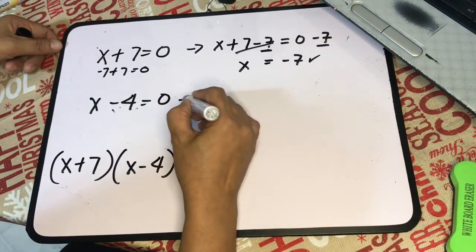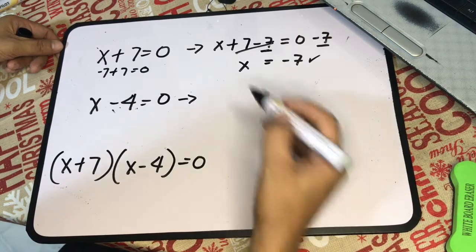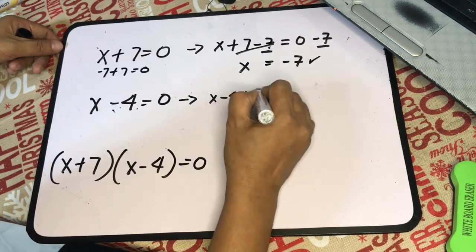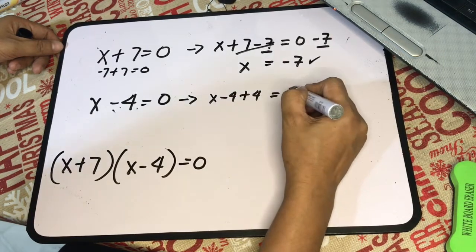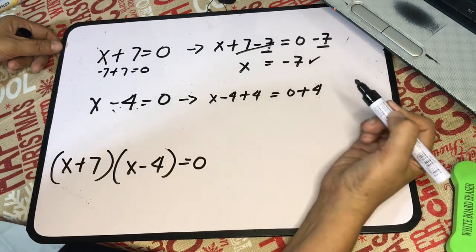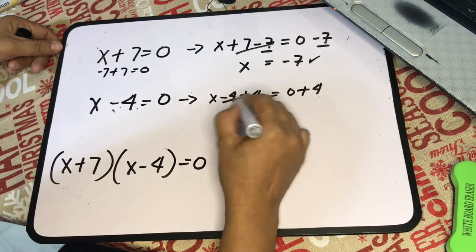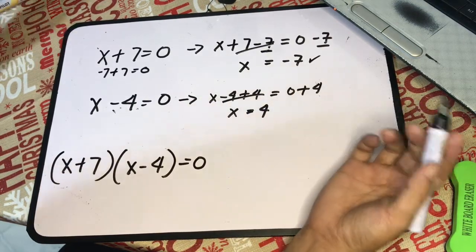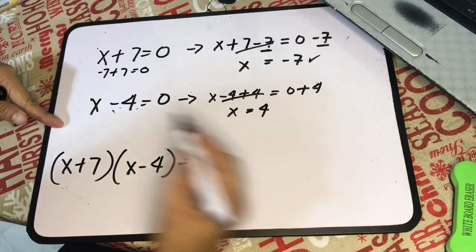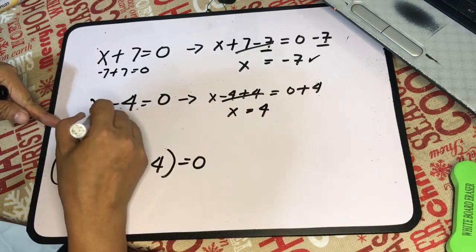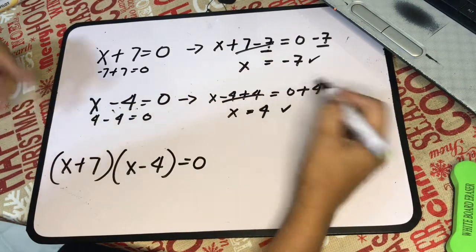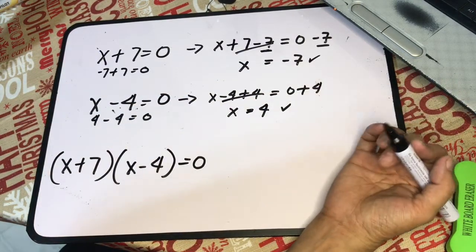Now, what about this one? You have x minus 4 plus 4 is equal to 0 plus 4. So, x is equal to 4. Let us check again. If x is equal to 4, 4 minus 4 is equal to 0. So, 4 satisfies our equation.